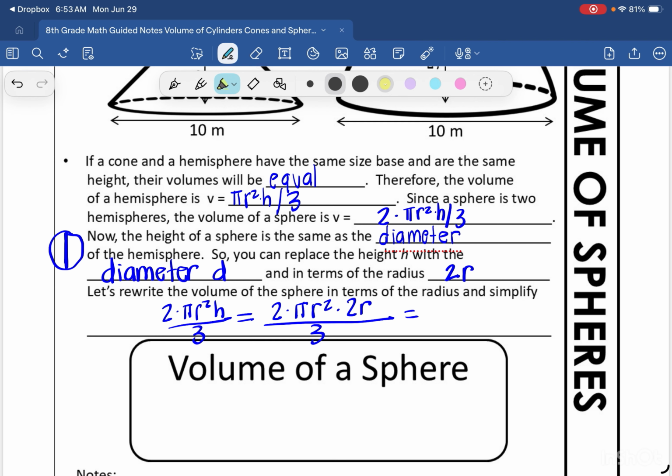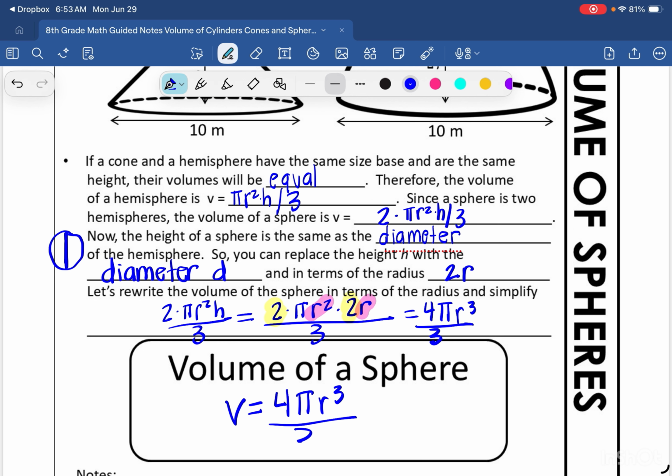On the top, to simplify, I have 2 times 2, which is 4 pi, and then I can combine these radius here. So I have radius squared and radius, which is going to give me radius cubed, and then still divided by 3. So you have just derived the formula for the volume of a sphere, which is 4 pi r cubed divided by 3.